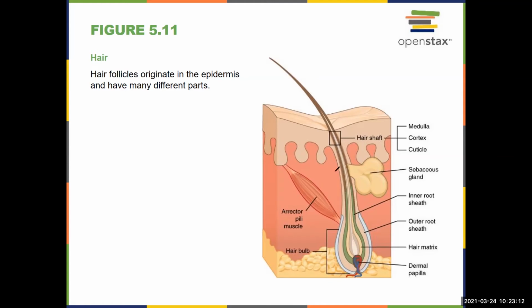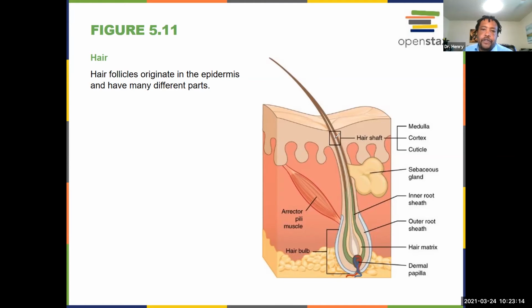You'll notice that almost every picture we've seen always has a sebaceous gland associated with it, right? An oil-producing gland. And we need that oil in a sense. That oil serves the purpose of helping the hair go through the dermis.